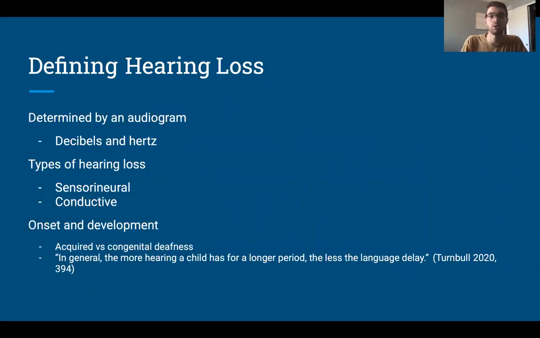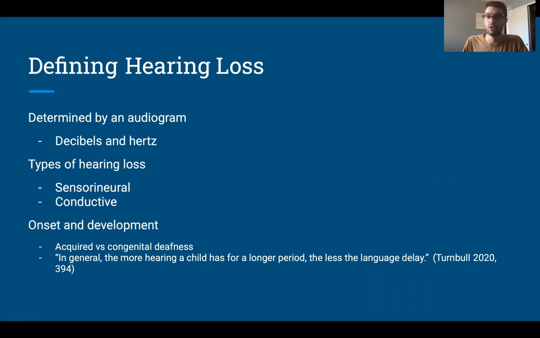First, it's important to look at defining what hearing loss is. So first off, hearing loss is determined by an audiogram, which is administered by an audiologist. What this does is it maps out the sounds that a student can hear onto a graph and separates it into decibels and hertz. Decibels are how loud something is, and hertz is the frequency or the pitch a noise is at. This allows us to see the range of noises that a student can or cannot hear.